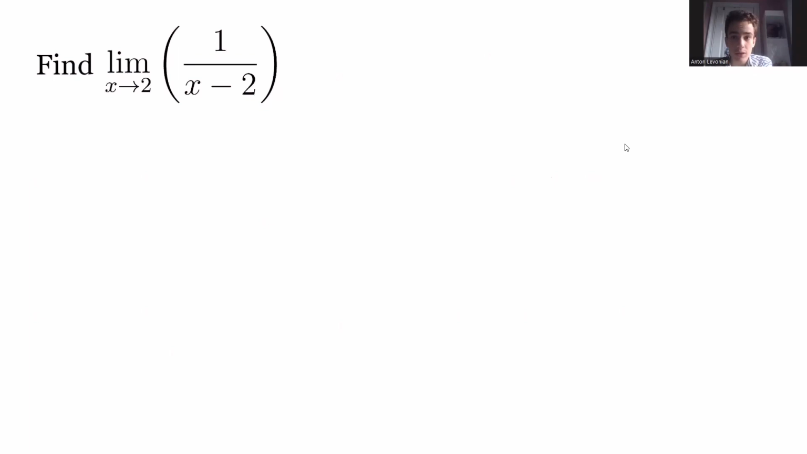And we can think about this by visualizing the next function. So this is the limit as x approaches 2 of 1 over x minus 2. Try to evaluate this limit using direct substitution and see what happens. So just plug in x equals 2, and what happens? Can you evaluate this limit?